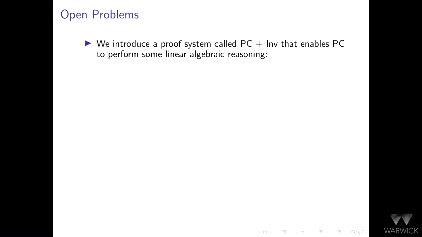For instance, one of the things that we do is to introduce a proof system called PC plus inversion that enables PC to perform some linear algebraic reasoning. Recall that inversion is the matrix inversion principle that A times B equals identity implies B times A equals identity. And so we observe that this requires high degree in PC, but what if we add it as an axiom schema in this new proof system?